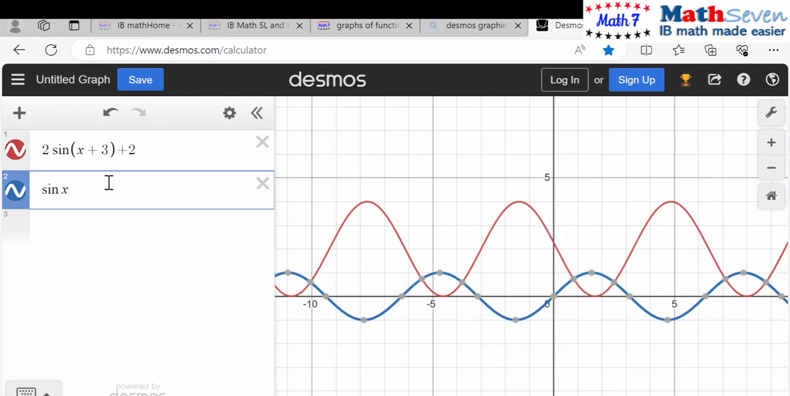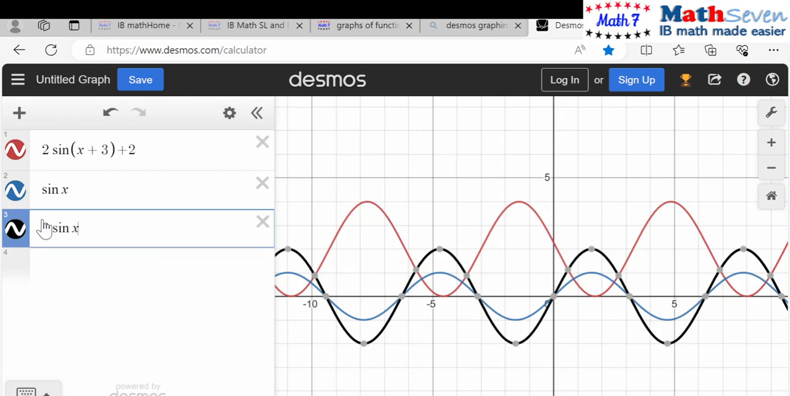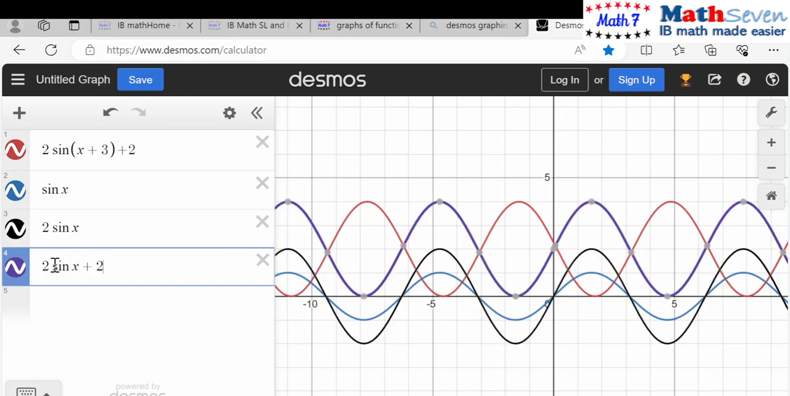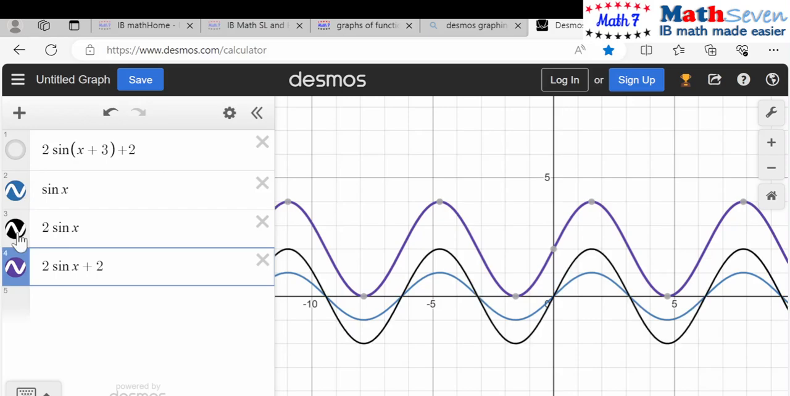Look, this is sine x. See the one in blue? So let's see what this 2 does. If you put 2 sine x, look. So it's the same graph, but stretched up. Okay, now let's see what this 2 does. So you put 2 sine x plus 2. So it took it. Let me hide this for a bit. So it took it up. Look, it was like this. It took it up after the stretch. Great.